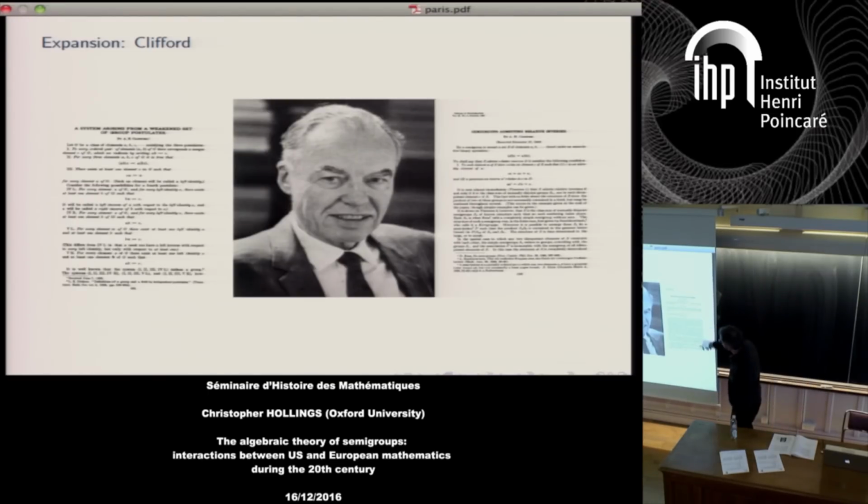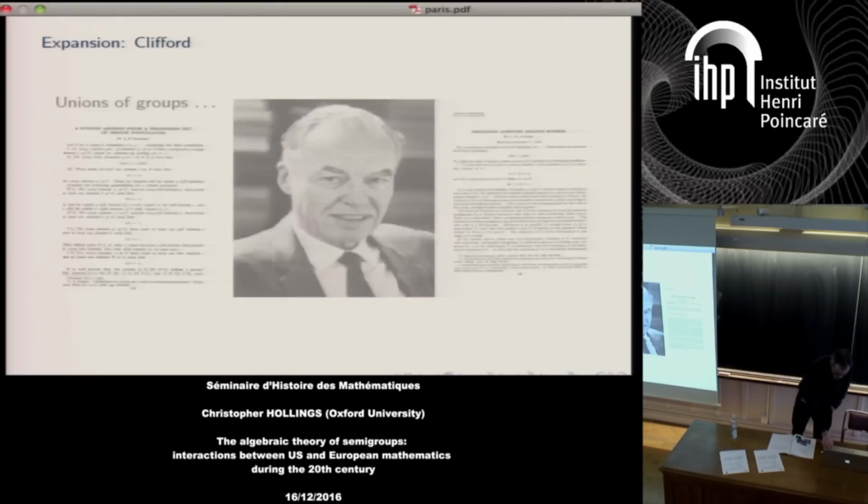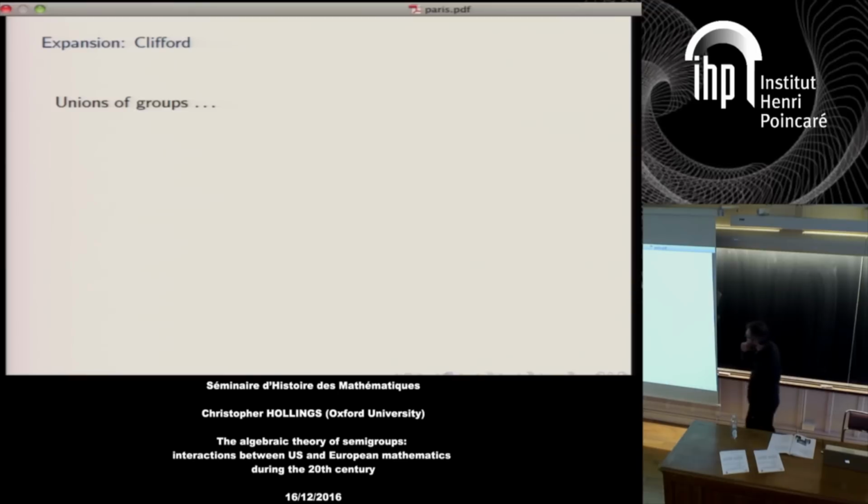And then he picked up on this idea again in a paper of 1941, where he appears to have developed some of the same ideas as Rees independently, and he put them all together into this paper. Again, he describes semigroups that are unions of groups. So this seems to be a big thing that appears in the semigroup literature, and it pops up independently in various places.